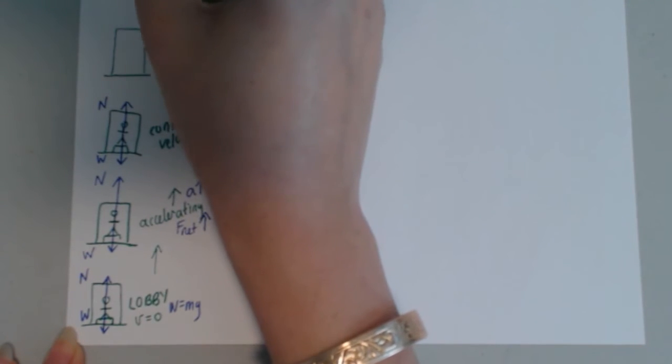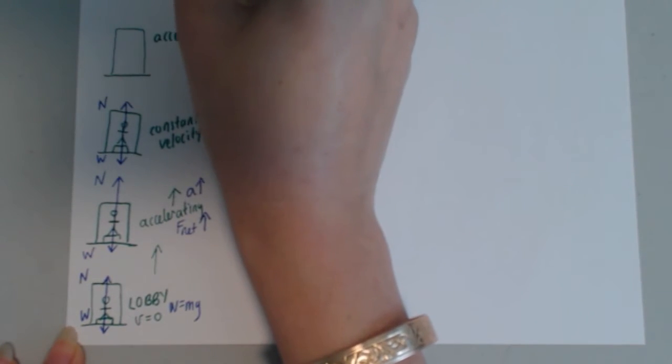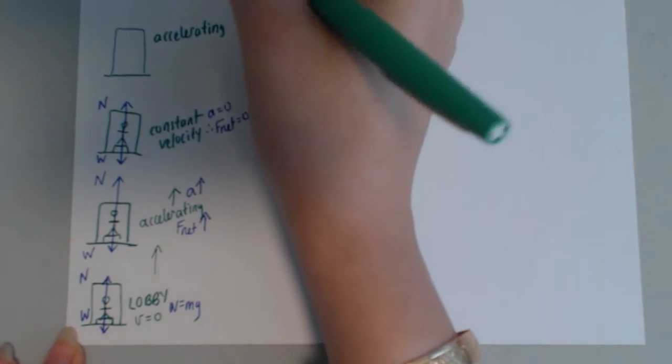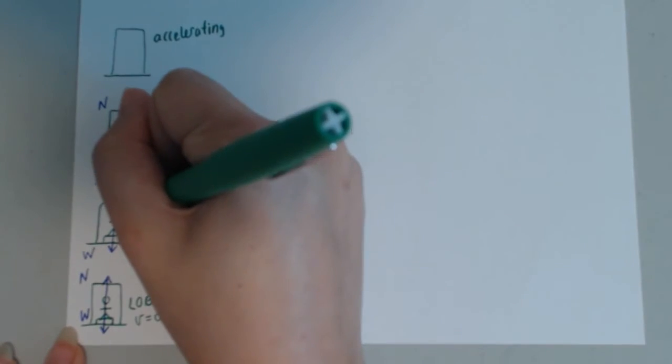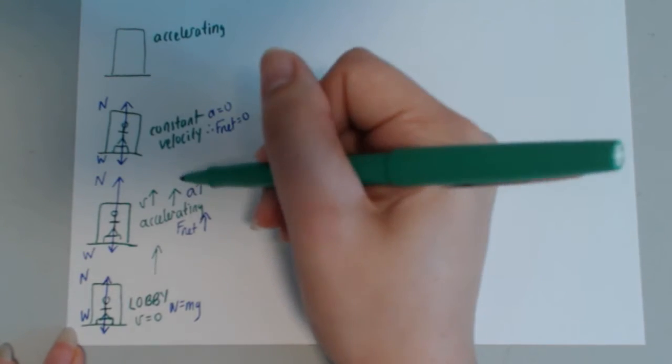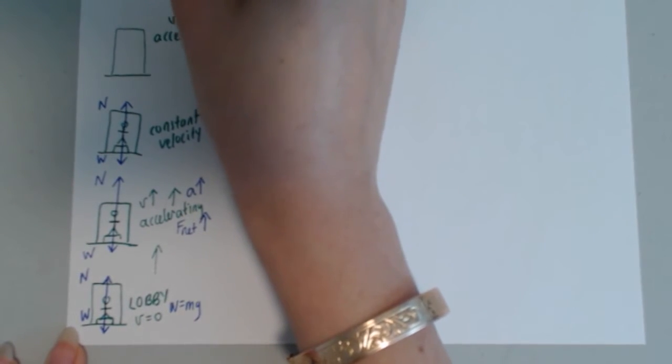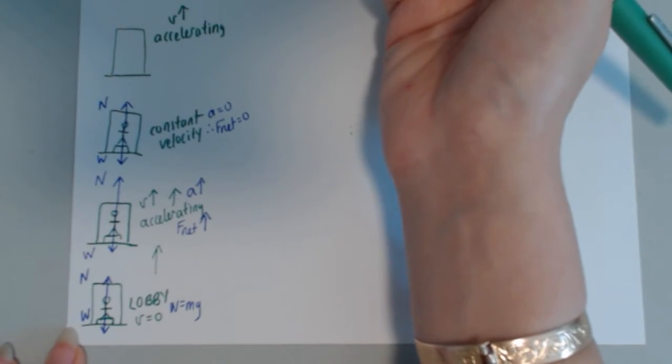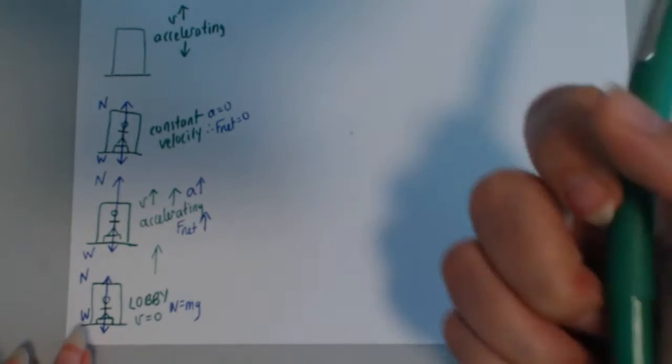But this time, because it has to slow down, as long as the velocity changes, that means it's accelerating. But before, our velocity was up and our acceleration was up, so we were speeding up. This time our velocity is up because the elevator is moving up, but the acceleration has to go down to oppose it so that we slow down.